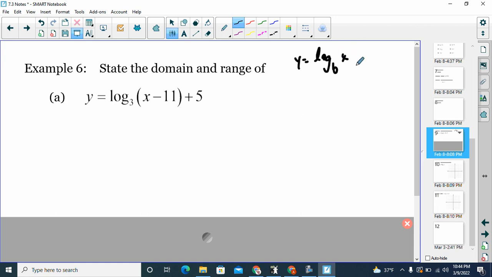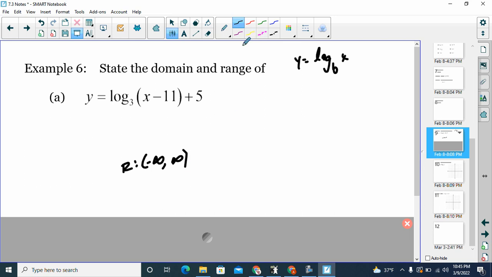We said x, what I'm taking the logarithm of, has to be positive. It couldn't be 0, it couldn't be negative. And the range, when I take a logarithm, I'm going to get any number. I could get positives, I could get negatives, I could get 0. So the range for a logarithmic function is always negative infinity to positive infinity.